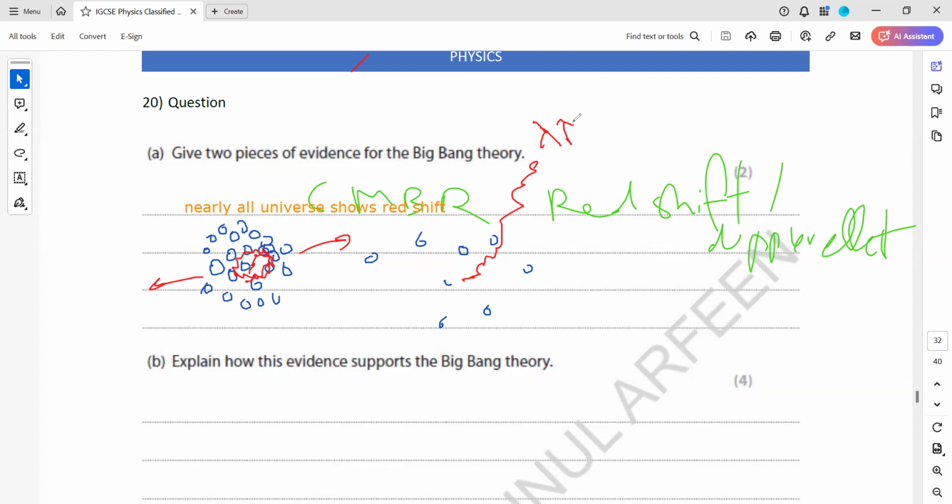Another one: most of the galaxies are giving a red shift. There are blue shifts as well, but most of the galaxies are giving red shift. That's also evidence that the universe is expanding. So cosmic microwave background radiation and the red shift or the Doppler effect are the two reasons. Even the Doppler effect is happening here as well. These radiations might have been gamma rays, but when we receive them now, we receive them as microwaves, much longer than what they should be. It shows that they are moving away from us, or the universe is expanding.